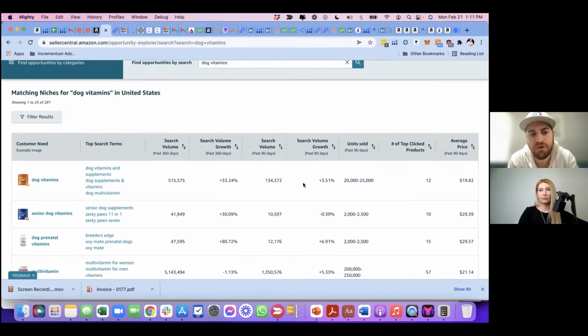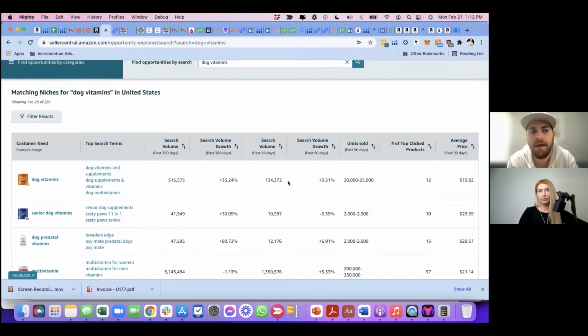Amazon showed me the top search terms related to dog vitamins, like dog supplements and vitamins, dog multivitamins. Units sold 20 to 25,000. I see that the search volume has grown by 33% in the last year, which is pretty incredible. I think the pet category in general is a growing category. And then a little bit of what we spoke about in this post was the number of top click products was 12. And I also see the average price of $19. So I get a lot of data here.